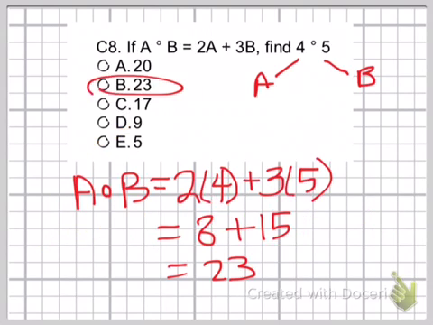Number 8, if A circle B is defined as 2 times A plus 3 times B, find 4 circle 5. So I'm going to substitute in 4 everywhere there's an A, and 5 everywhere there's a B. And so that gave me 2 times 4 plus 3 times 5, which was 8 plus 15. So the answer is B, 23.